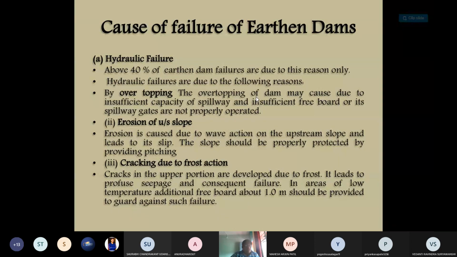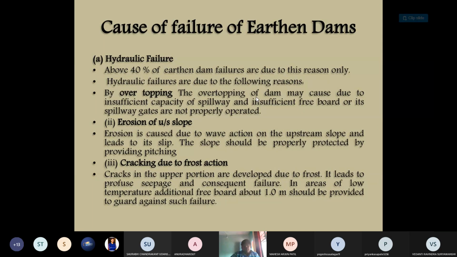We have to go with the spillway, that is the overflow section of the dam. If the capacity of the spillway is not sufficient, then there will be chances of overtopping. Insufficient freeboard is the major cause, or there are problems in operating the gates, that is, the spillway gates are not properly operated.